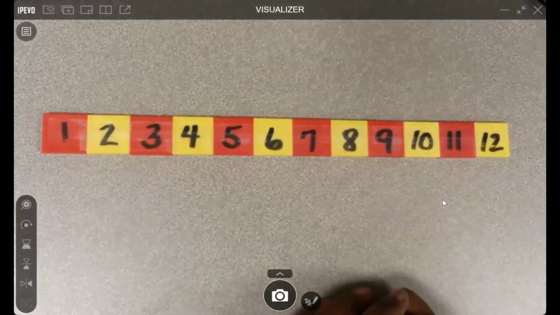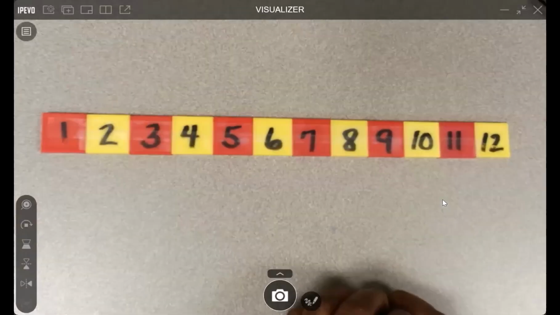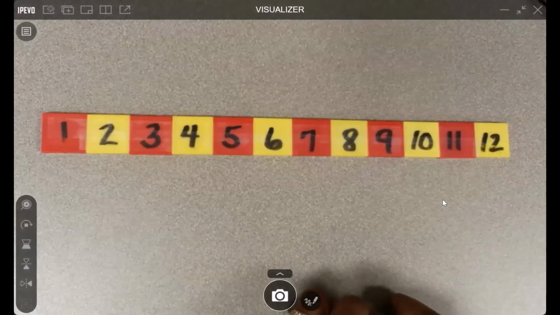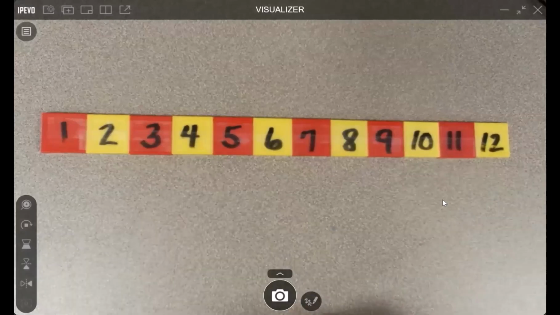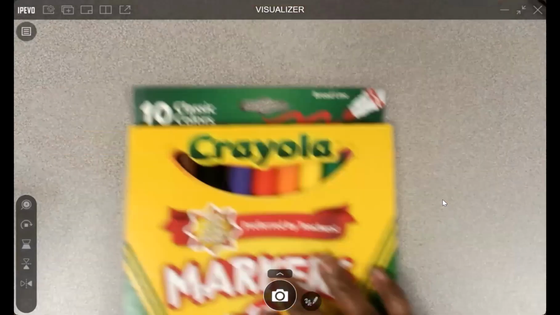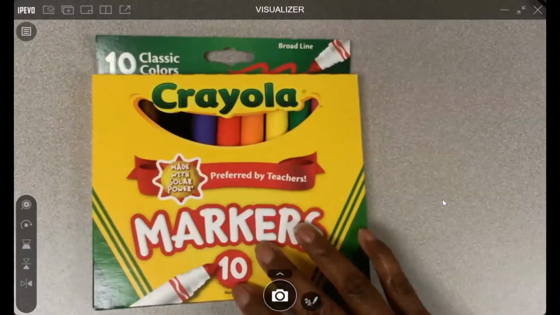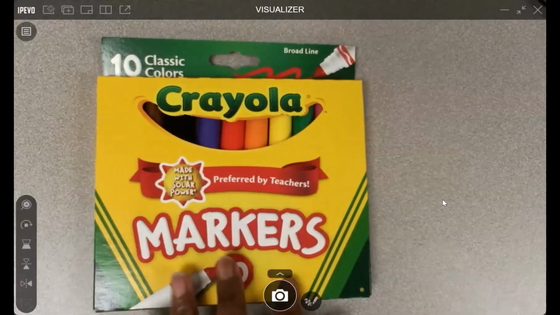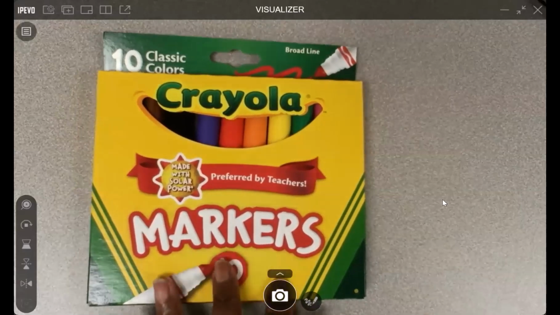Now we can take our tool that we know measures in inches and begin to measure everyday items around our classroom. So let's take a look at a box of Crayola markers. We've seen these in the classroom. Students are probably bringing them in as part of their supplies.